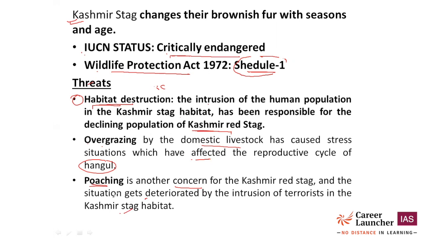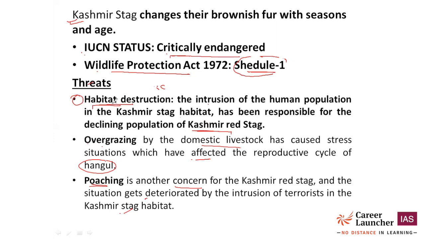Now terrorists are seen more active in Kashmir regions, so their habitat is further destroyed, and there is more poaching by the terrorist groups, just utilized for meat purposes. So poaching, overgrazing, habitat destruction, these are some important reasons behind the declining population of the Kashmiri state stag.